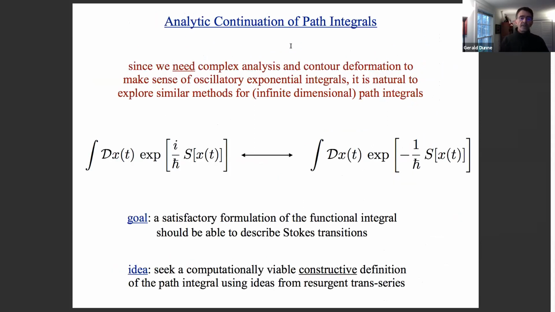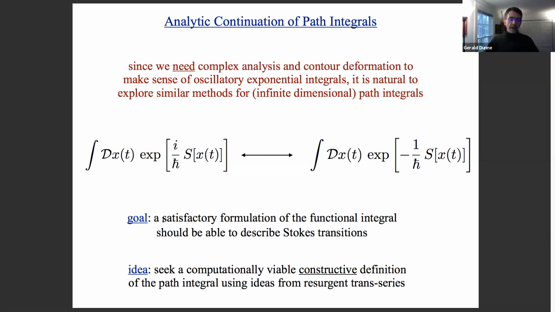So one of the messages at the outset is that even in one-dimensional integrals that are oscillatory and of this phase form, e to the i something, we can't make any real progress without using complex analysis and contour deformation. That at least suggests that it's worth thinking about similar methods in the infinite dimensional context of path integrals, which immediately raises the problem of what is the actual connection between a Minkowski space path integral and a Euclidean one, beyond just the simple cases where a simple Wick rotation is sufficient to understand the connection.